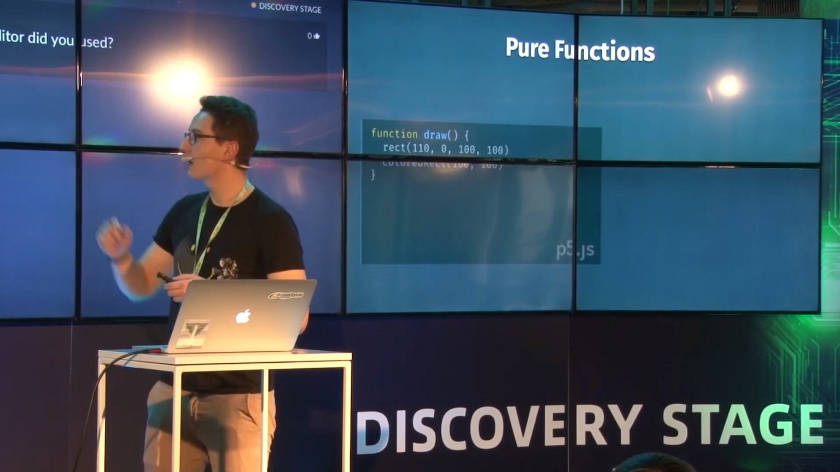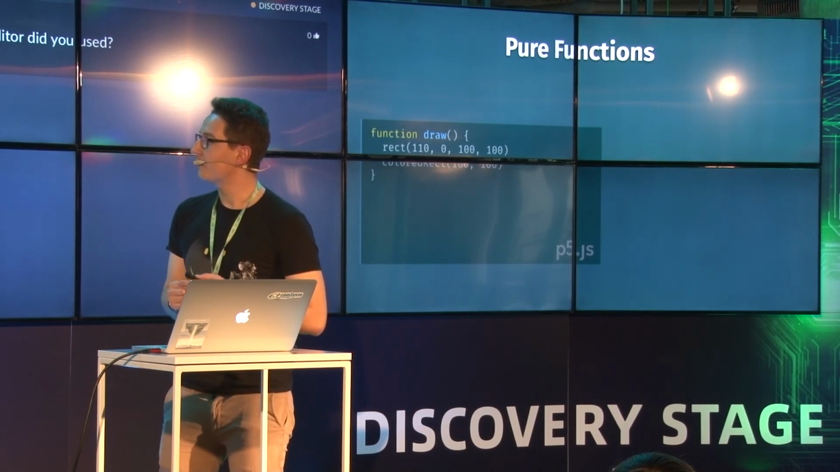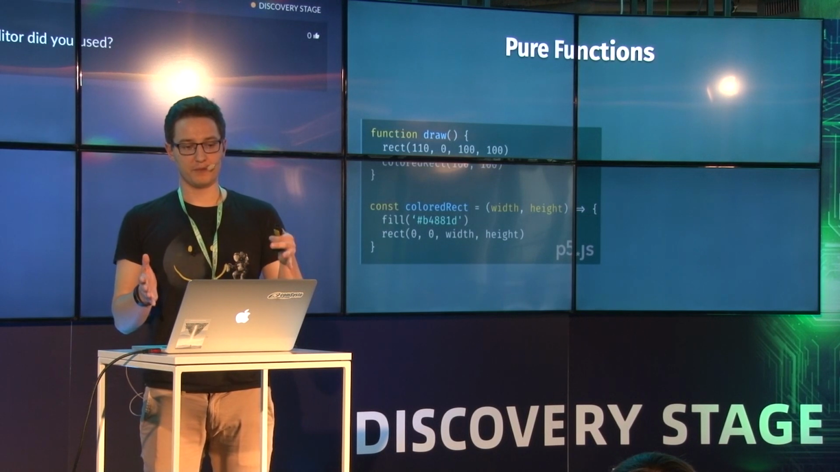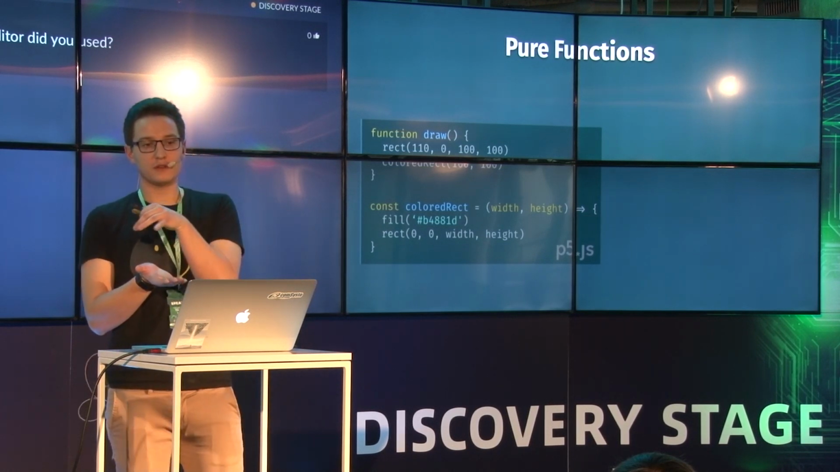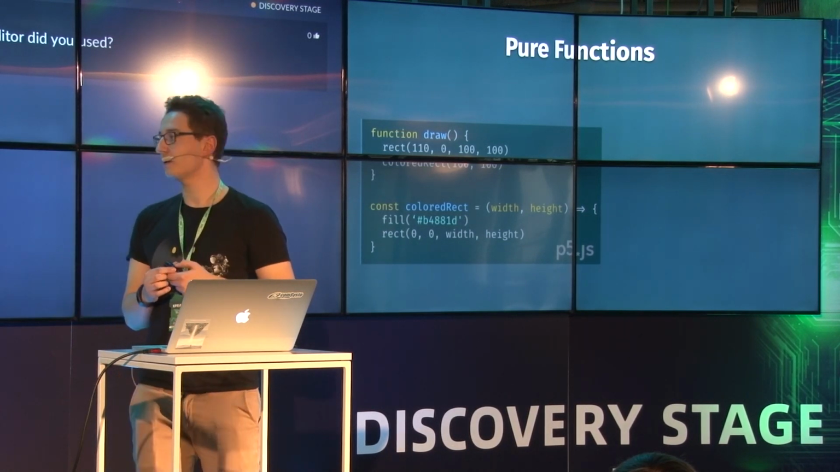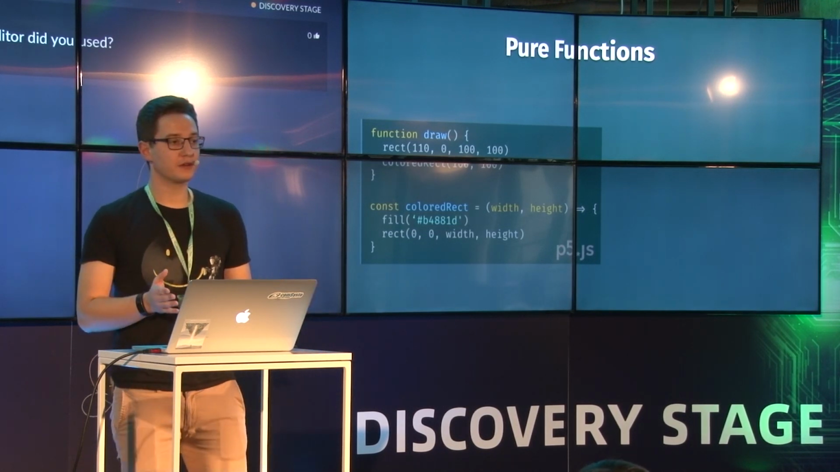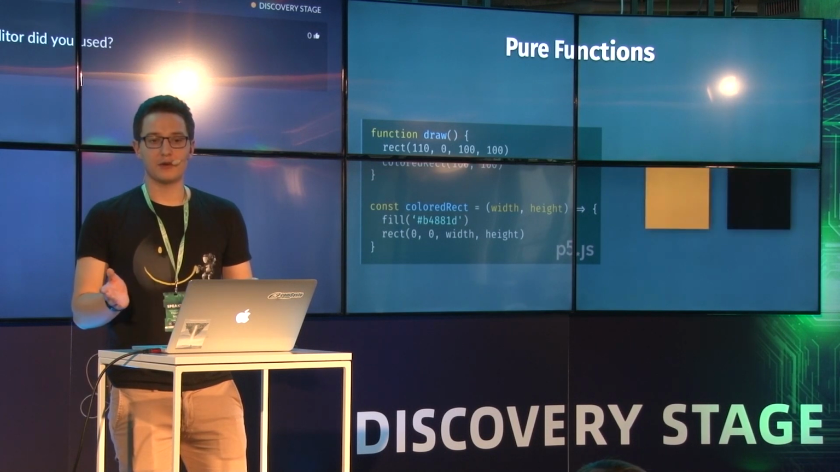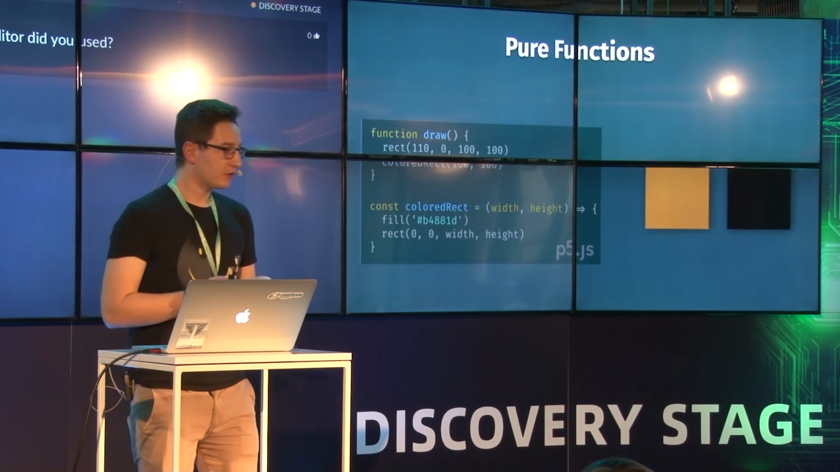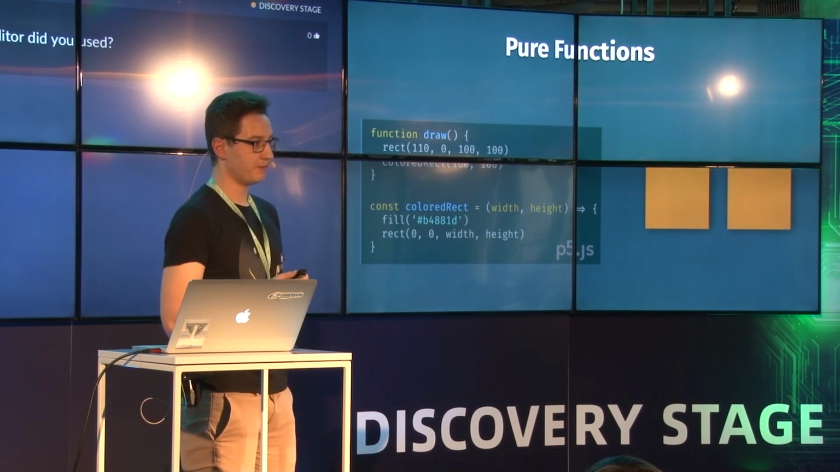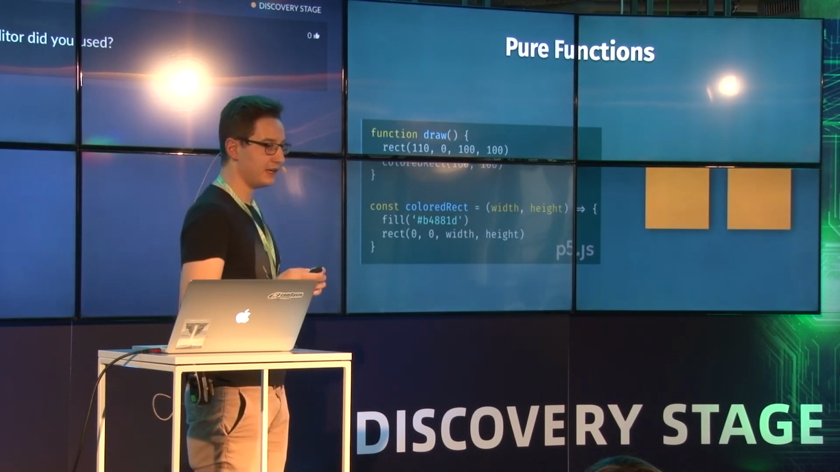Within this draw method, I call the rect function of P5 and a colored rect function, which is a function I wrote myself. This function calls the fill method, which changes the color of a rectangle and then renders a rectangle. Just by looking at this code, you might expect a result like that. But unfortunately, that's not what happens. You actually get two colored rectangles, because the fill method had a side effect.